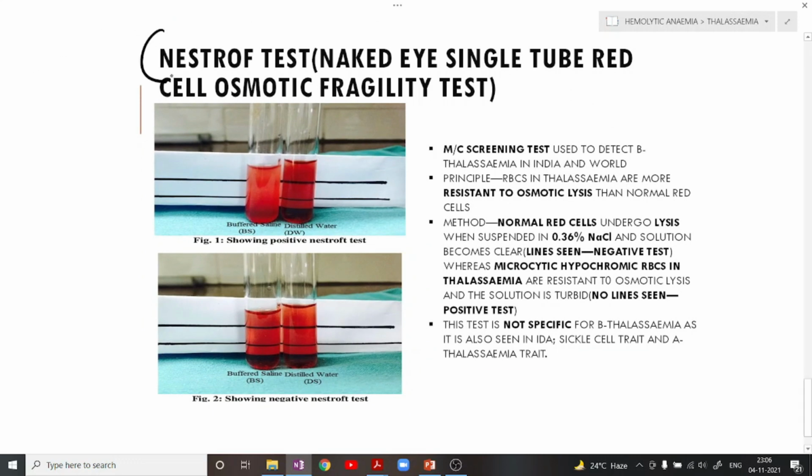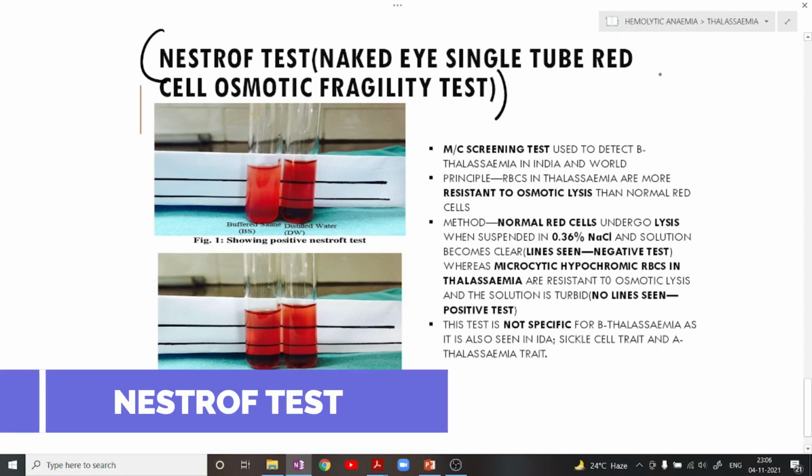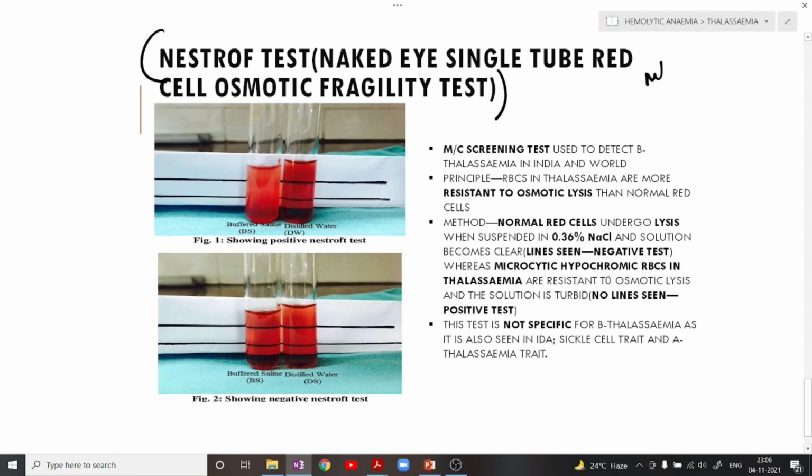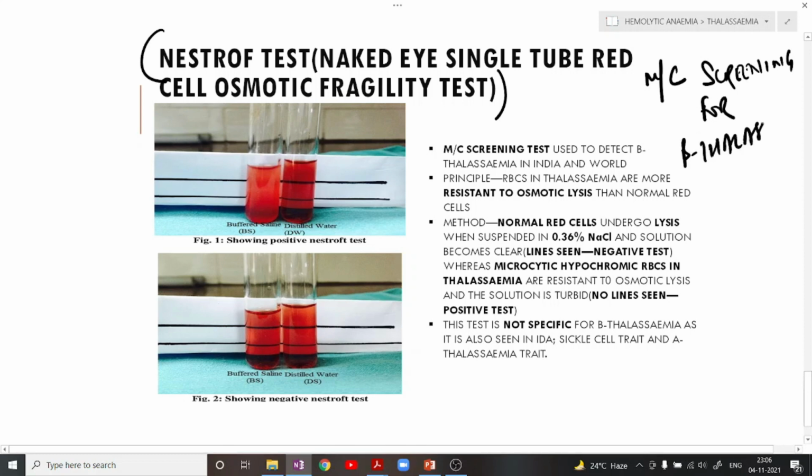A test that is called the Nestrov test, that is the naked eye single tube red cell osmotic fragility test. It is the most commonly carried out screening test for thalassemia, for beta thalassemia. It is the most common screening test used for detection of beta thalassemia, mainly in developing countries like India, where we do not have HPLC or electrophoresis available in all PHCs.